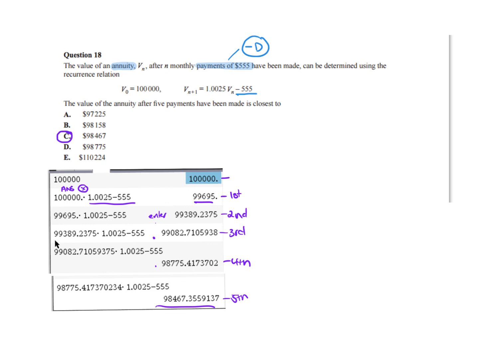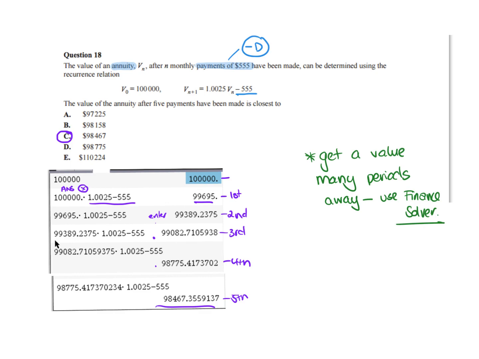When we were talking about how we get the end term, when we have to get a value many periods away, say this was a monthly formula and I say in 6 years, that would be 72 months away. So when we want to get a value many periods away, what we will eventually do is use the finance solver. Okay, so we'll learn that in a little bit, but you might want to write a note there.